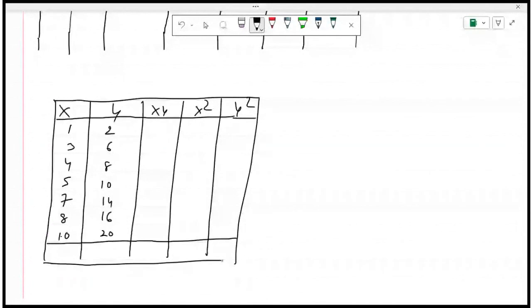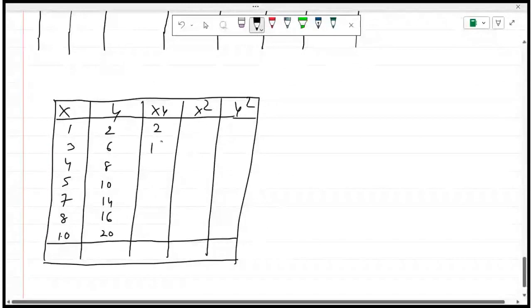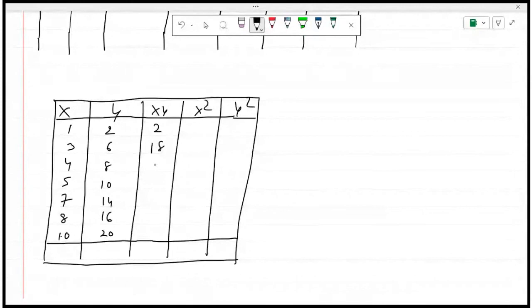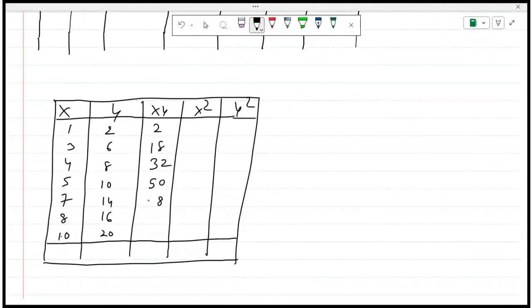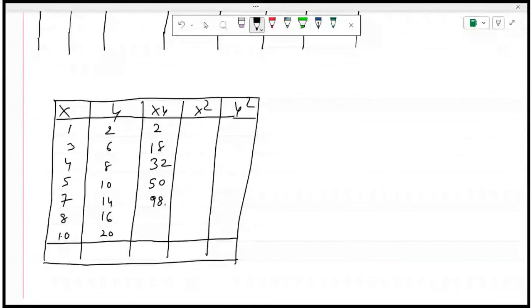X into y: 2 into 1, 2; 3 into 6, 18; 4 into 8, 32; 5 into 10, 50; 14 into 7, 98; 16 into 8, 128; okay, 20 into 10, 200.